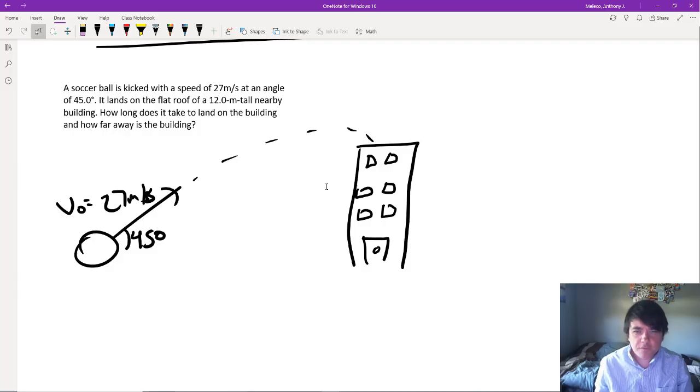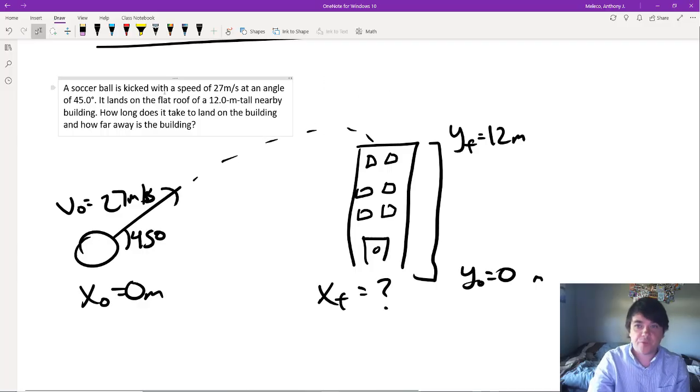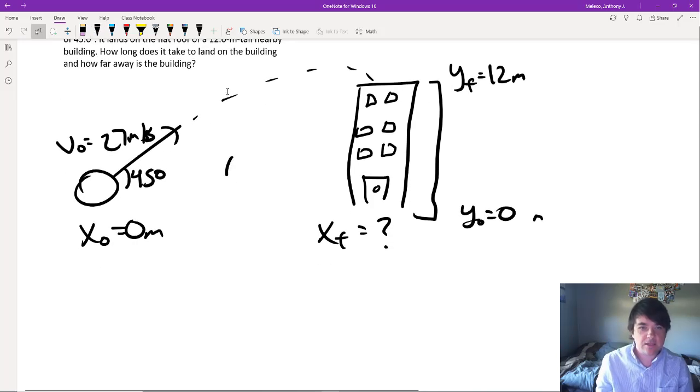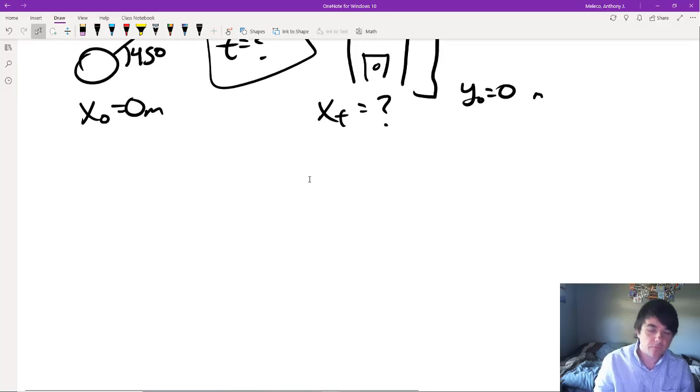They said the roof is 12 meters tall, so let's make y final 12 meters, and y initial is 0. Let's make x initial 0 over here. We don't know x final, actually. So this is the situation. We want to know how long it takes to land on the building, and how far away the building is. So we need both of those.